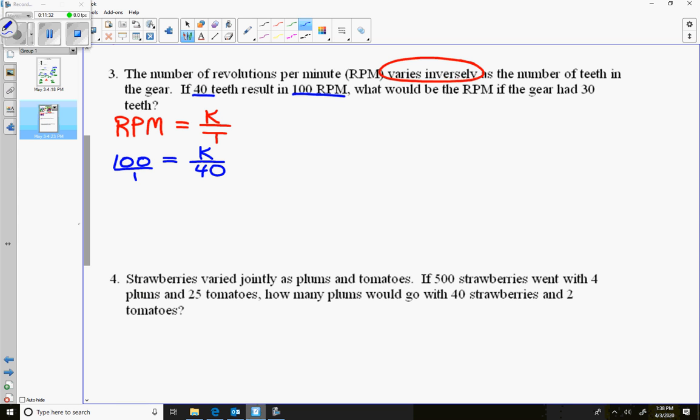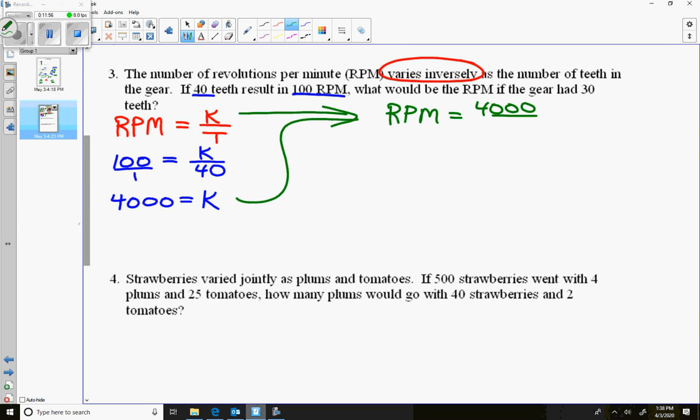I tend to put that over 1 and cross multiply. You can just multiply both sides by 40. Doesn't matter. Either way, you should end up with K equals 4,000, whichever way you prefer to look at it. Step 3, put steps 1 and 2 together to come up with your prediction equation. So my RPMs equals 4,000 over T. That is the prediction equation. Now that you have a prediction equation, make a prediction. What are the RPMs if we have 30 teeth?